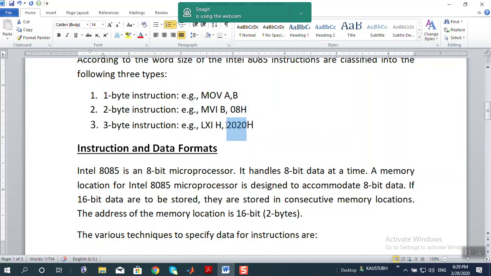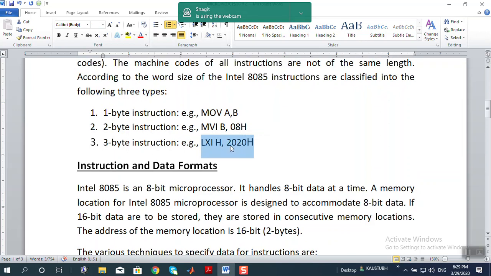So it means load this memory address 2020 to the HL register. Since it is 16-bit, a single register cannot hold it. A single register can hold only 8 bits. So what will happen? The lower byte, that is your 20, will be loaded to the L register, and the higher byte 20 will be loaded to the H register. So HL will hold 2020 once this instruction is executed.